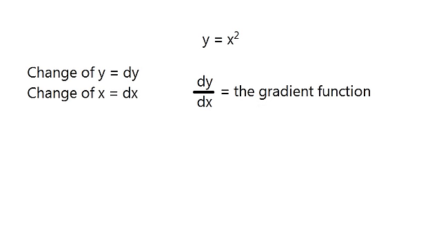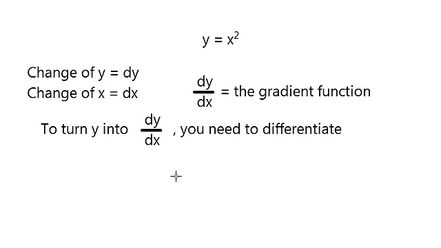So what does that achieve? Well, we know that there is definitely an equation to differentiation, and differentiation is basically to turn y into dy over dx. But how? So I'll say, well, if you want to turn y into dy over dx, you need to differentiate. But we still don't know what differentiation is. So I'll show you right here, right now.